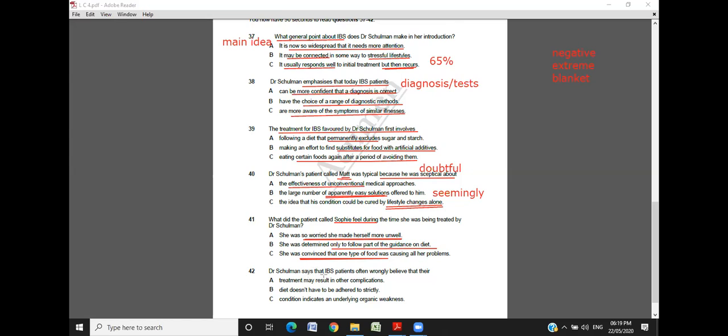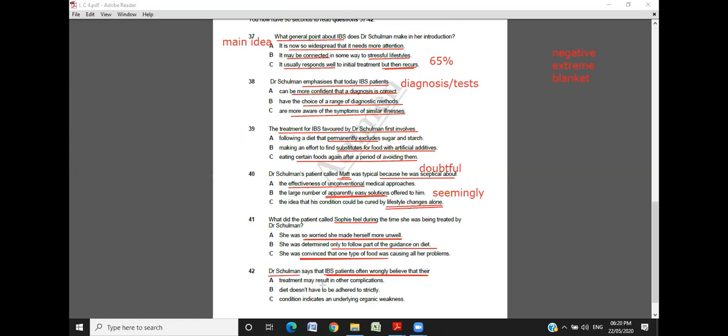And finally, IBS patients often wrongly believe that. So this is an opinion question. IBS patients' opinion. But what do they wrongly believe? So we have to find out their belief, but not just that. Which belief is wrong? Okay. So what the doctor would be doing here is first giving what they believe, and then she would say that this belief is not correct. Okay, or this belief is mistaken.